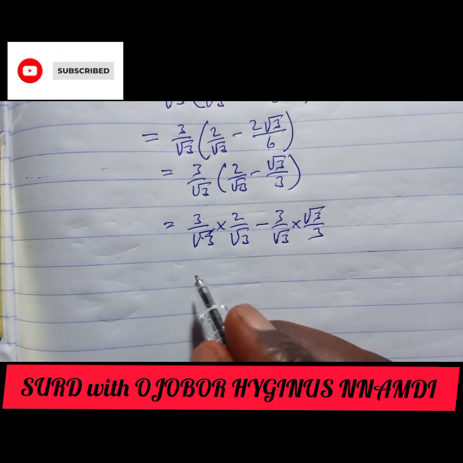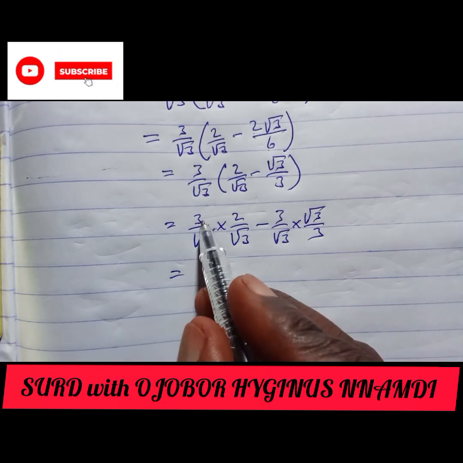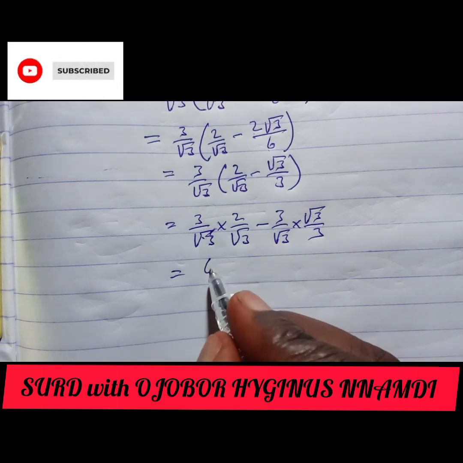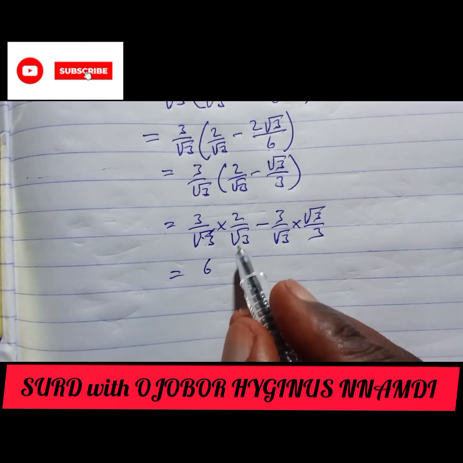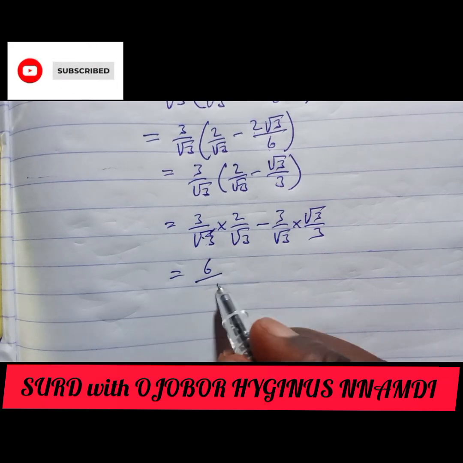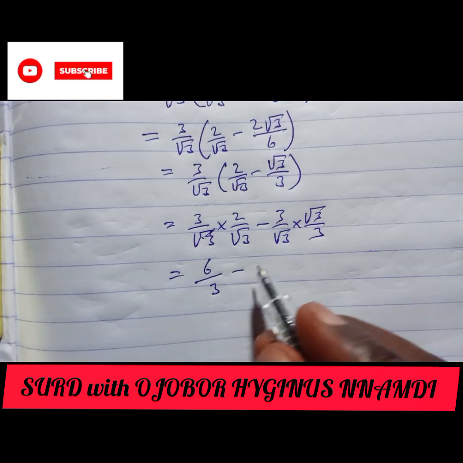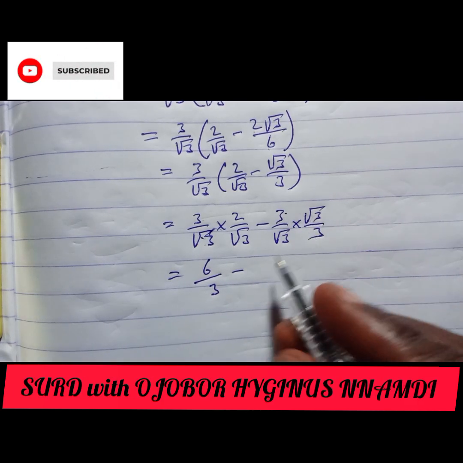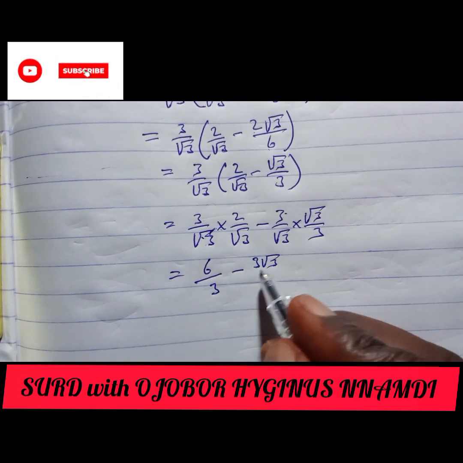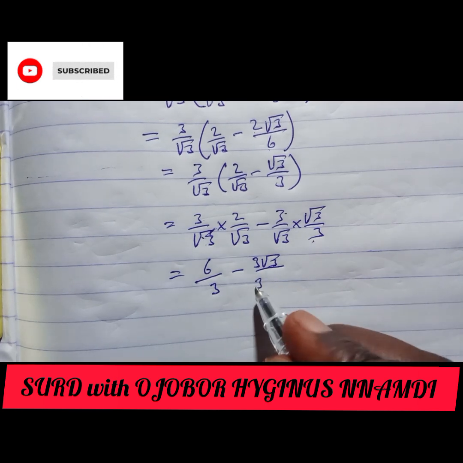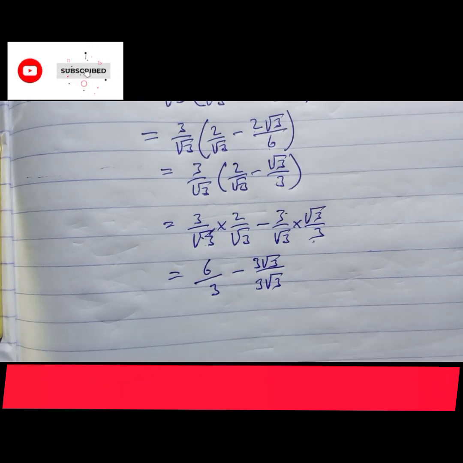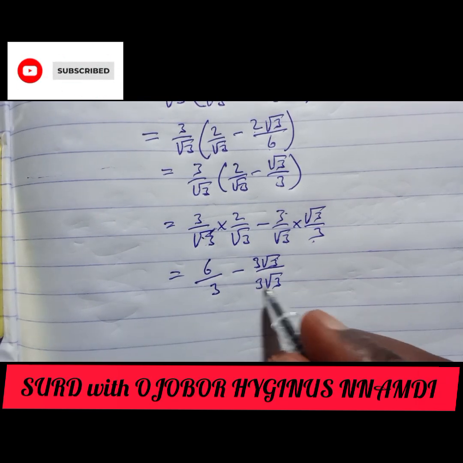So when you see this, you are going to have 3 times 2 will give you 6. Root 3 times root 3. Remember what I said, the root will go and you have 3 minus 3 times root 3. You have 3 root 3, all over root 3 times 3, you have 3 root 3. And you will realize that what you have here is what you have here.